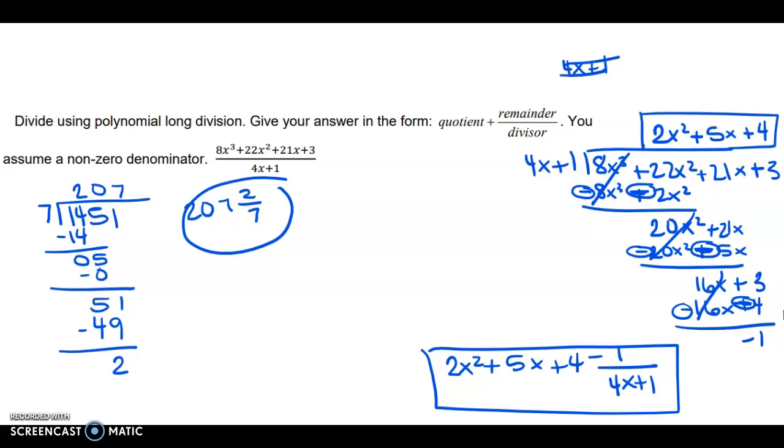Anytime you get stuck on a long division problem, you might make yourself up one so you can remember the process and use those same steps and reasoning for long division with polynomials.